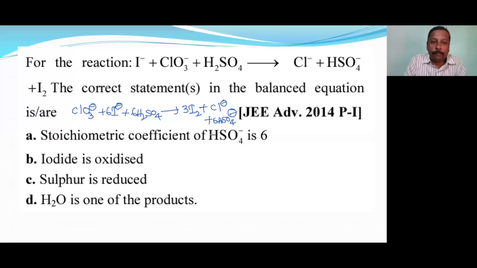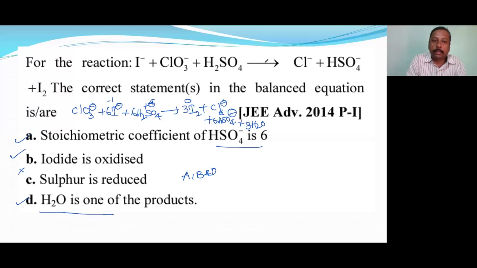The stoichiometric coefficient of HSO4 minus is 6. Therefore, it is correct. Iodine is currently at the -1 oxidation state, and it goes to 0, so that is correct. Sulfur is reduced? No, it is +6 here and +6 here also, so it is wrong. H2O is one of the products. Once balancing is done, for balancing of the hydrogen we will write 3H2O. Therefore, A, B, and D are correct options. I think all of you understood now.